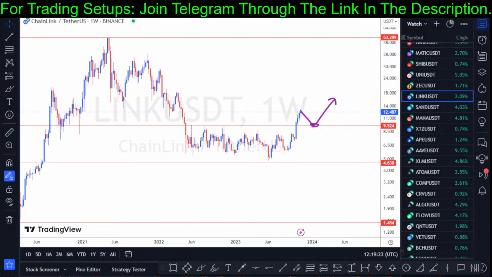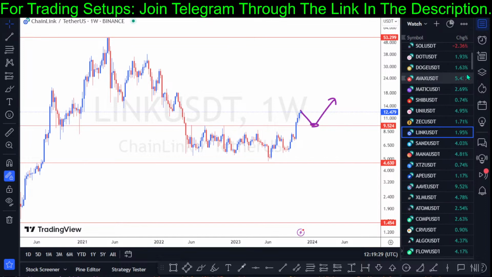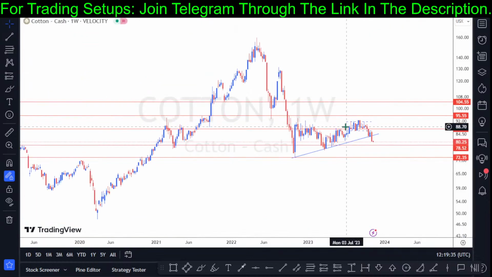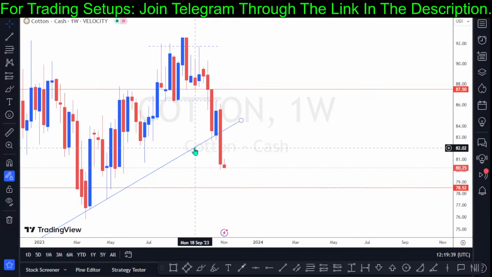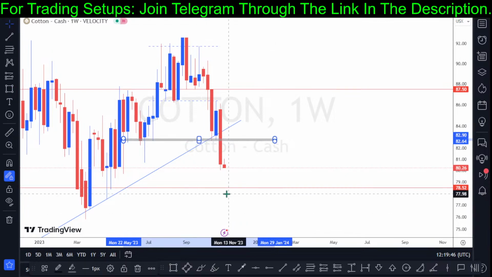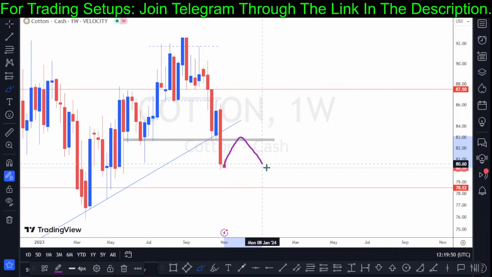And next, let's talk about the commodity market. For traders who are in the commodity market, I have cotton. I showed you guys how I traded cotton some weeks ago. So currently I'm looking out for a pullback. If I can see a pullback based on the weekly chart to the minor structure we have right here, can you see that? So I'm currently waiting to see a pullback to this level before I'm going to be going short.